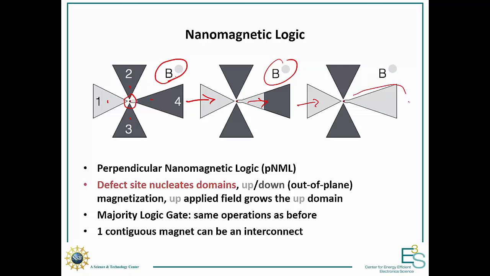So now this domain has spread throughout the entire magnet, and so we say that this magnet, the output, has now switched. And so you can see right away that the interconnect action here is actually within one solid piece of magnet. It's just this domain wall moving that gives you an interconnect. So in this particular architecture, you don't have to have a sequence of buffers and inverters.